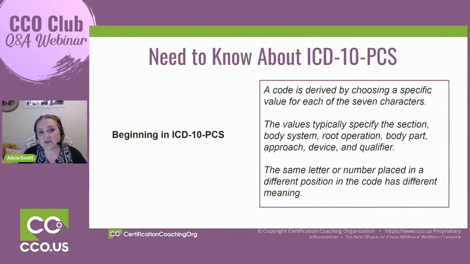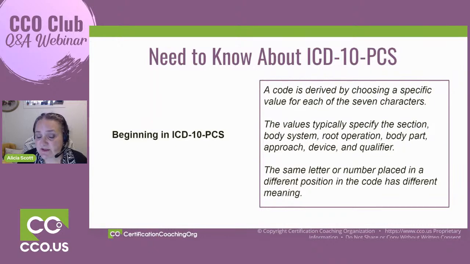So for beginners in PCS, a few more things that I wanted to make sure that you were aware of, and this is directly from the coding textbook that we use, a few statements. And I'll just go ahead and read these so that I can impress upon you and not go off on a tangent and confuse you. A code is going to be derived by choosing a specific value for each of the 7 characters. That's where you get into that block placing. You'll pick up a block for the first character, and there'll be so many options that you'll be able to choose from. The values typically specify the section, body system, root operation, body part, approach, device, and qualifier.